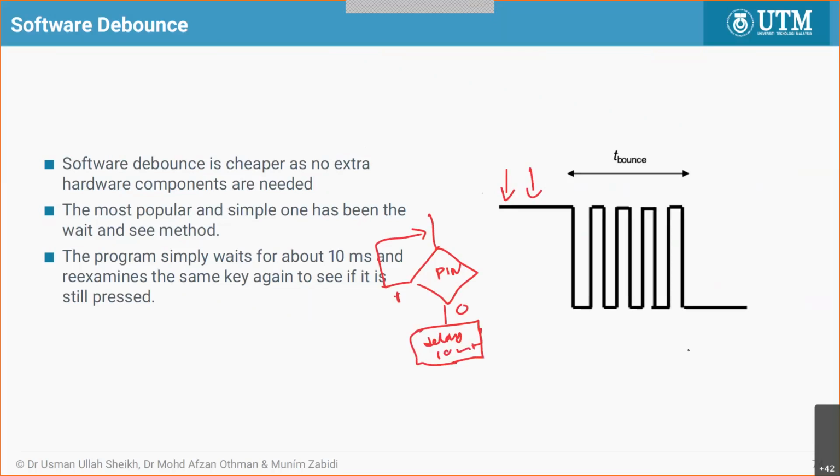So what you do is the moment you detect a 0 there, you wait for 10 milliseconds, and then you read it again. So you check the pin again. If it's 0 again, then okay. Use the 0 bit, or the value 0. That means the key press is confirmed.